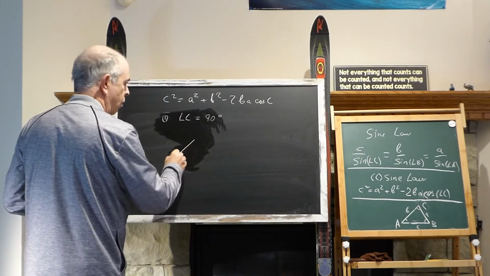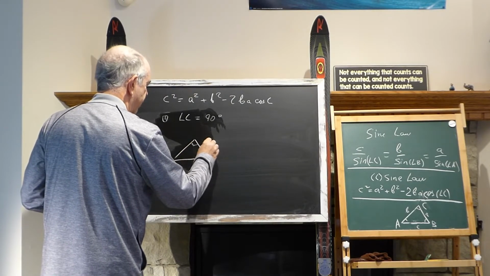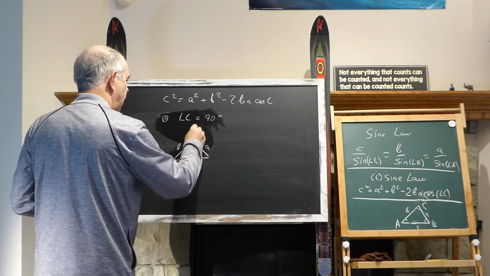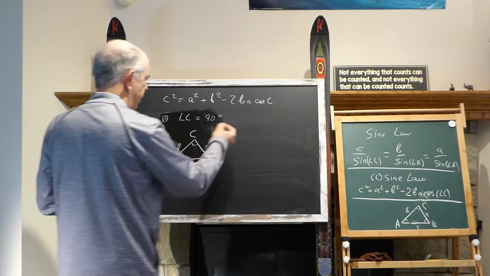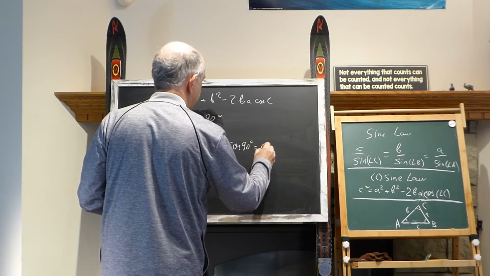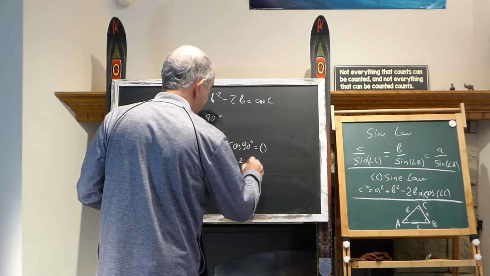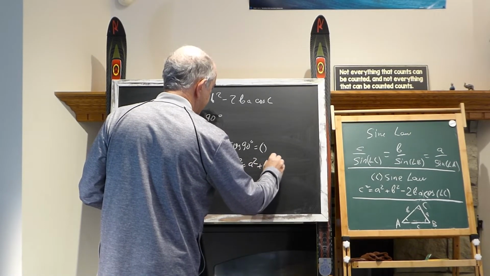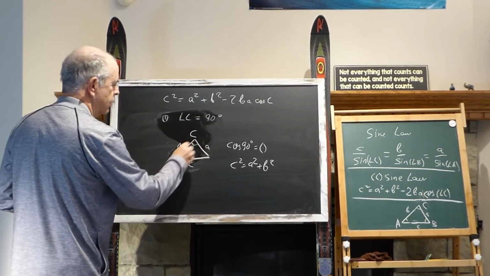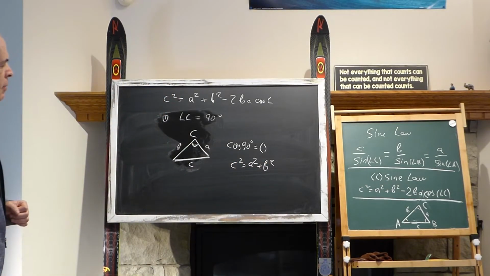So we have 90 degrees, we have A, we have B, we have C, right? And this is C capital, and we immediately know that cosine of 90 degrees, and this is another thing that you guys have to remember, equals 0. And so we immediately obtain C squared equals A squared plus B squared. And this is the Pythagorean theorem. This is the hypotenuse, this is 90 degrees.